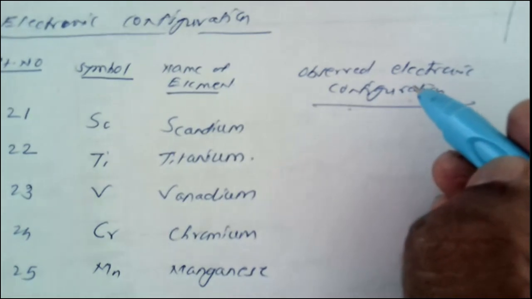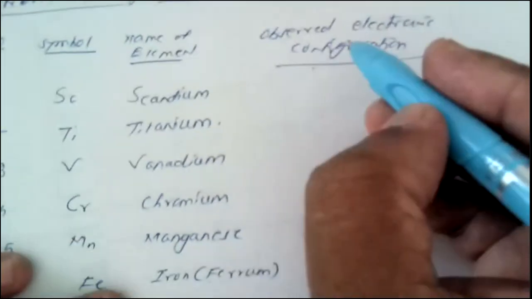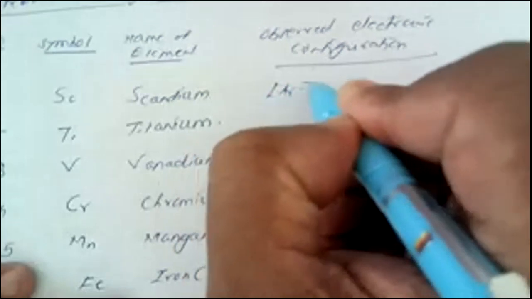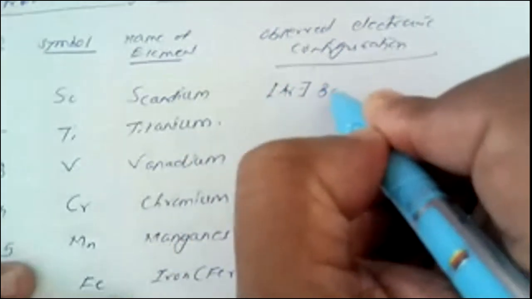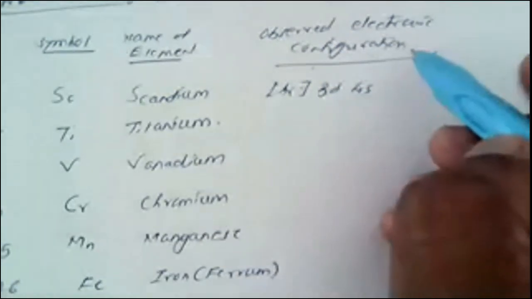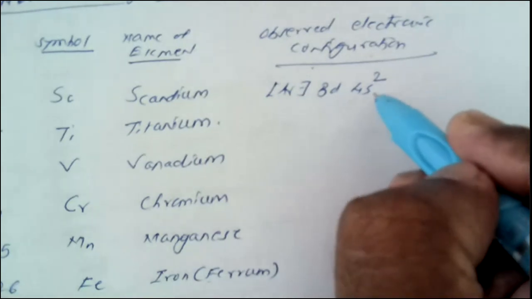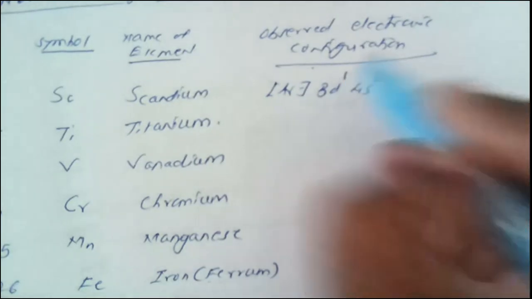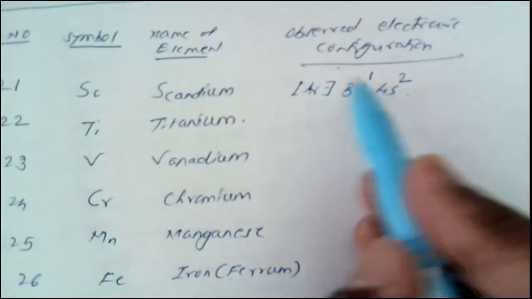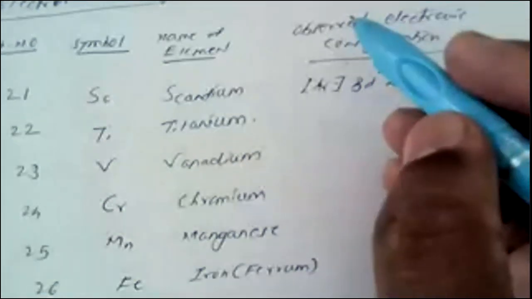Now to show the observed electronic configuration, we have to write in terms of argon core, argon 3d 4s. While writing the electronic configuration of all these elements, we just write 4s2, which is filled at calcium, and one more electron to be added in 3d. So 18 plus 2 is 20 plus 1 is 21. So this you have to write in your notebook.